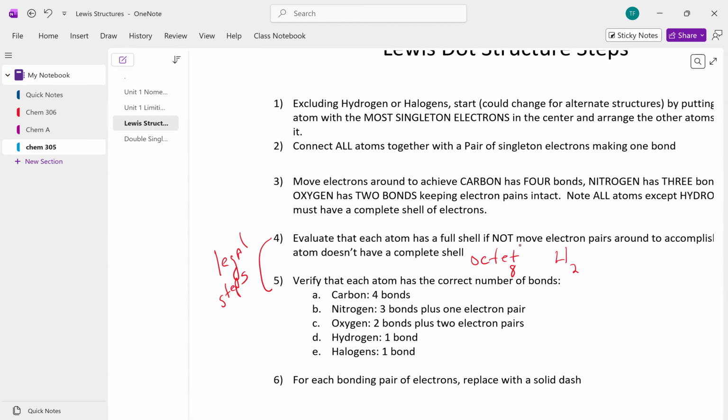And there's one exception to that. I'm not sure it's in the scope of this class, but anyway, there's one exception. But basically, these are the rules. Boom. 4, 3, 2, 1, 1. I'm going to get into more examples here, so you'll see how this flows. And then the last one is replace the bonding pair of electrons with a solid dash.